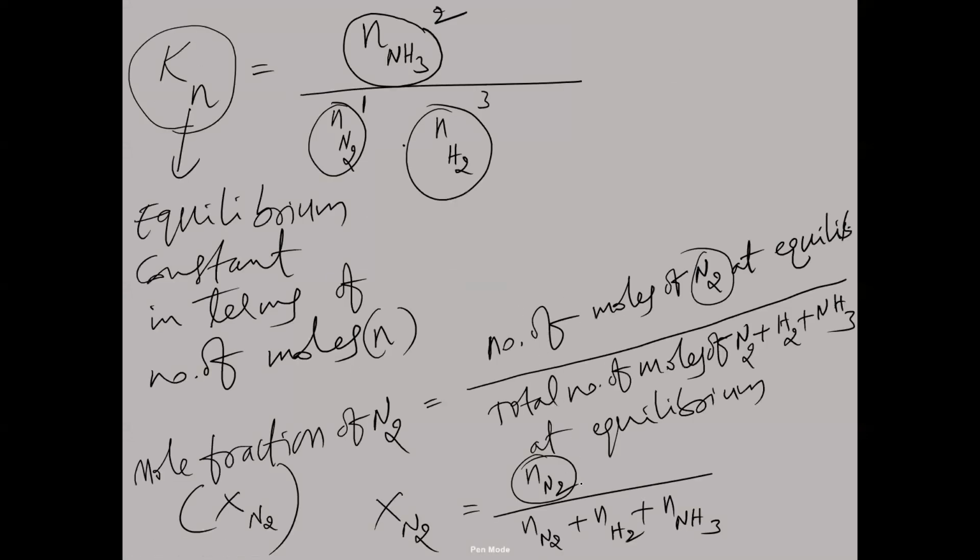In the previous equation also the same thing. So number of moles of nitrogen at equilibrium, number of moles of hydrogen at equilibrium, number of moles of ammonia at equilibrium. So equilibrium moles only we have taken. Don't take number of moles from the balanced equation. We take the number of moles of each and every reactant and product from the equilibrium state.